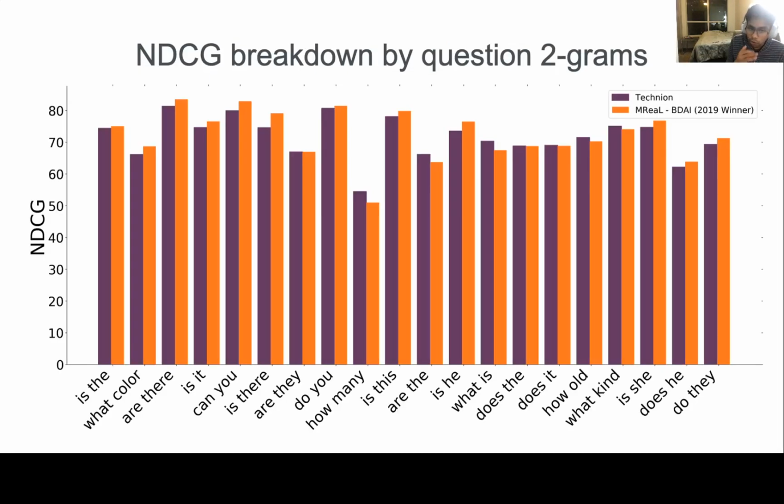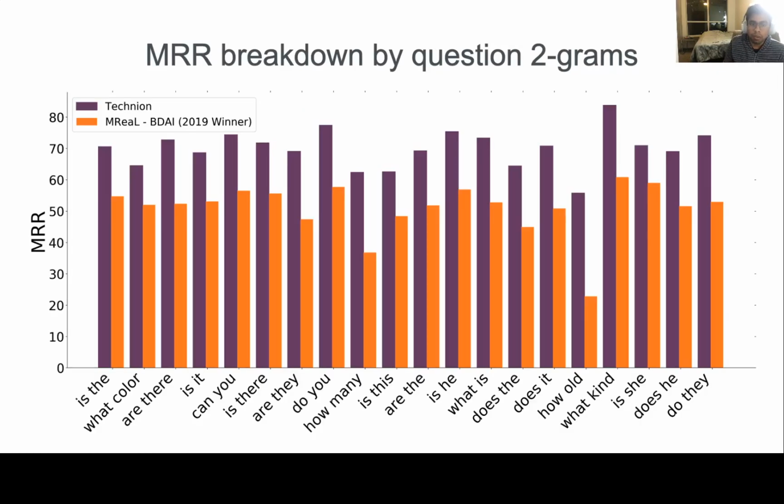Looking at the NDCG breakdown of the most common questions grouped by their 2-grams, we see that there is not much of an improvement between the current winners and the previous across question types. However, looking at the MRR breakdown, we see a big improvement across most question categories. This is great.